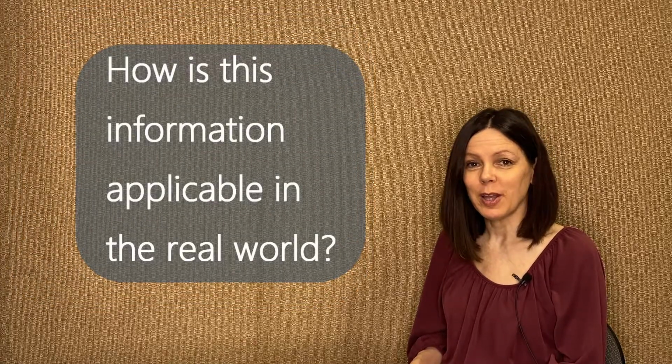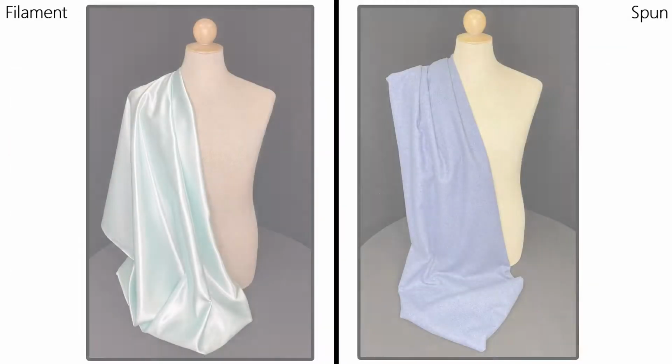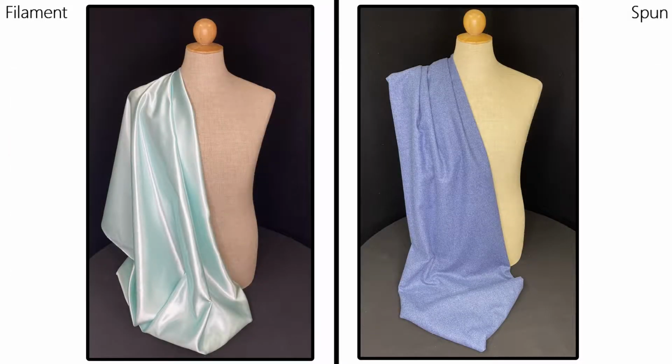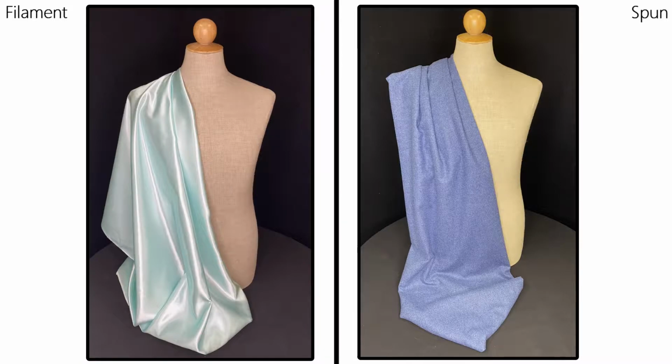So now that we've covered how to determine the yarn type of spun and filament yarn-based fabrics, how is this information applicable in the real world? Well, first, as we discussed, outward appearance and light reflectivity are greatly affected by yarn type. If you're a textile designer looking to order fabric for an evening gown, you will most likely want a fabric that has a considerable sheen to it. By understanding basic yarn types, you know this narrows your search to fabrics comprised of filament yarns.